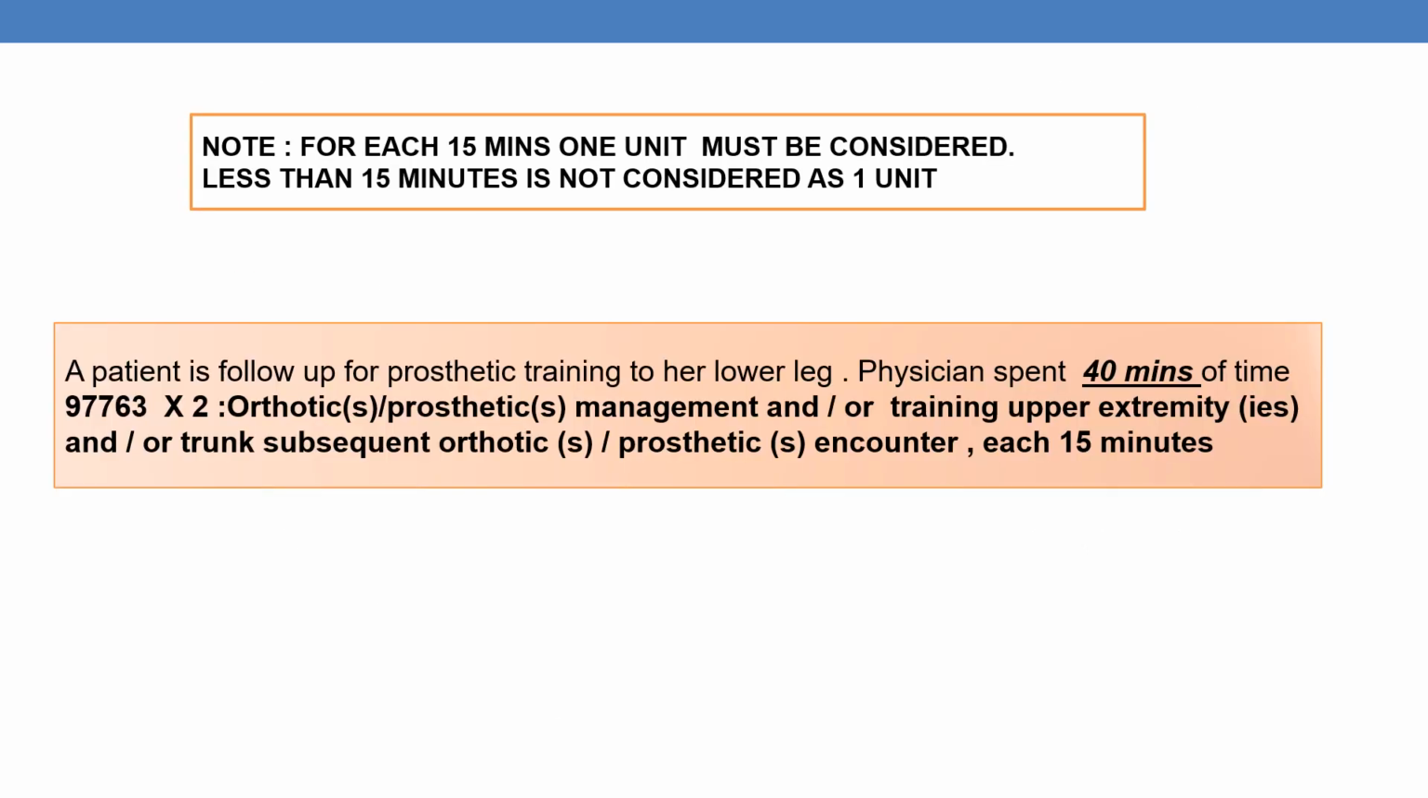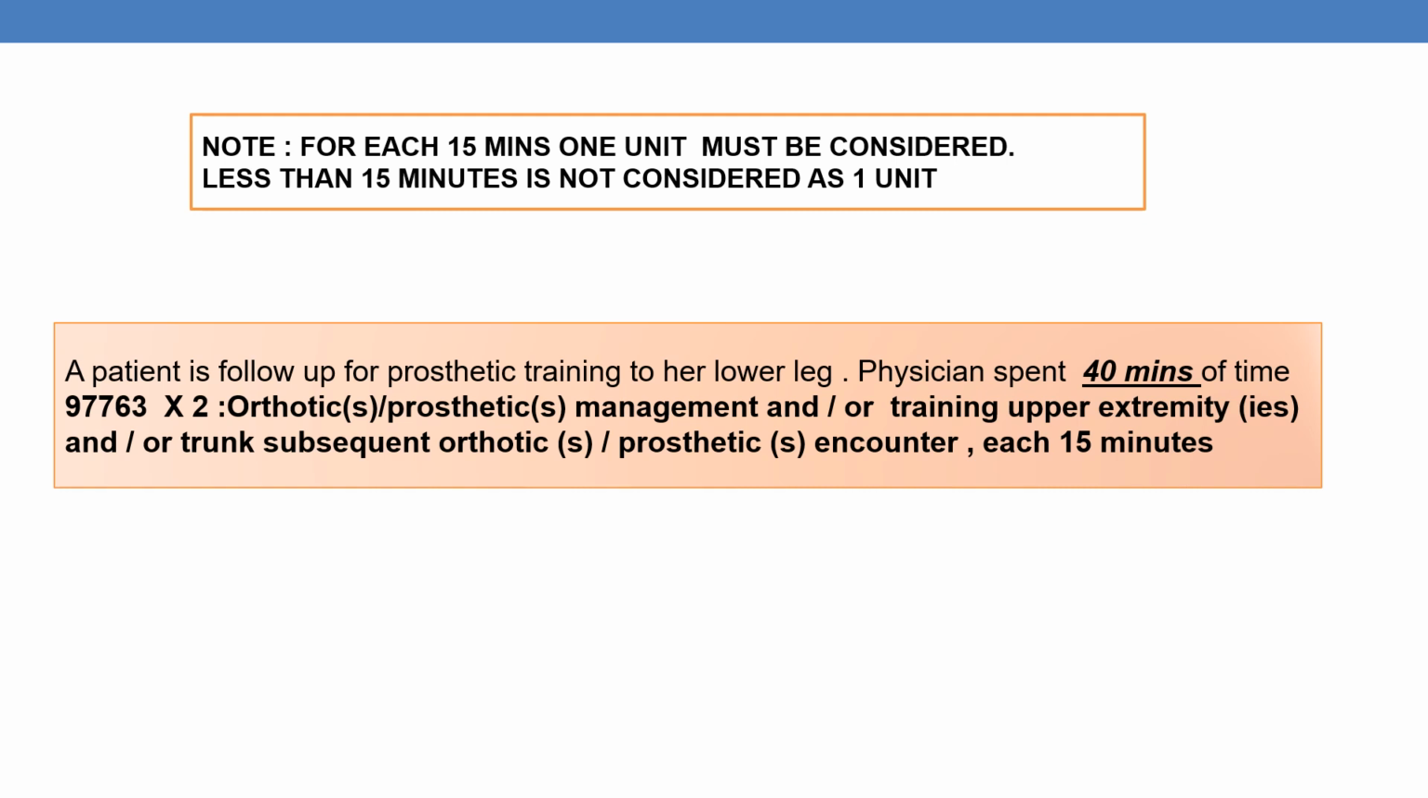Now, whenever we consider time-based CPTs, one important note is whenever they indicate for each 15 minutes, one unit must be coded for each 15 minutes. And if the time period is less than 15 minutes, that is less than 10 minutes or 5 minutes like that, you need not code a separate unit. 15 minutes must be completed in order to code one unit.